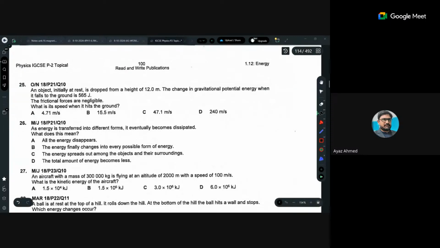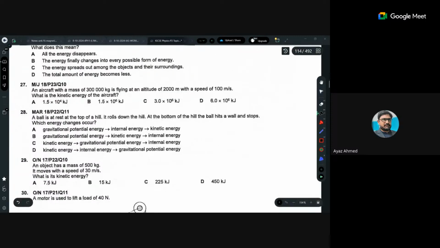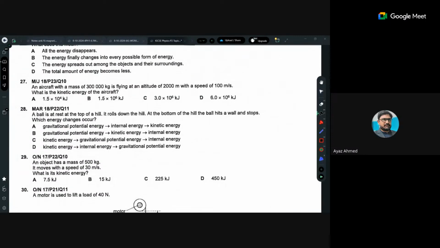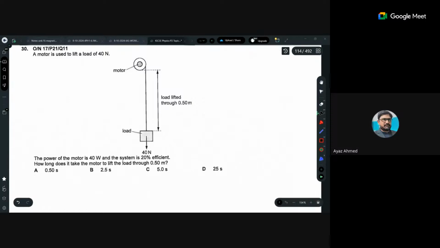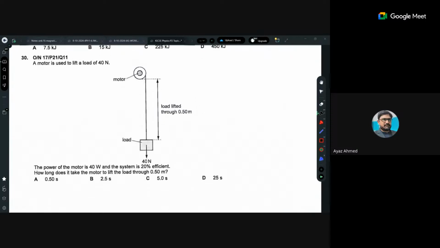I'm searching for an efficiency question, because I have not solved efficiency questions for you. So I will solve some of the efficiency questions. Yes, this is that question. A motor is used to lift a load of 40 Newton. The power of the motor is 40 watts and the system is 20% efficient. How long does it take for the motor to lift the load 0.5 meter?